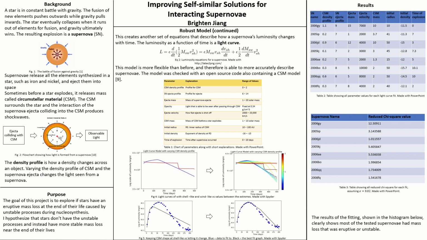So the supernova ejecta will collide with the CSM and produce shockwaves. This is shown in figure 2. The ejecta collides with the CSM, producing shockwaves, and the shockwaves actually give off light.